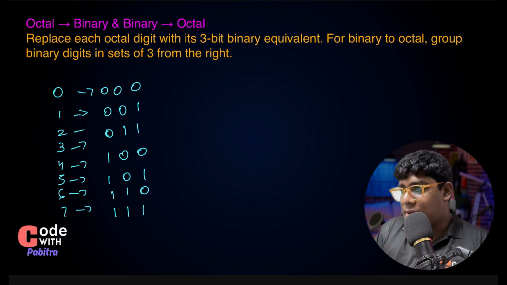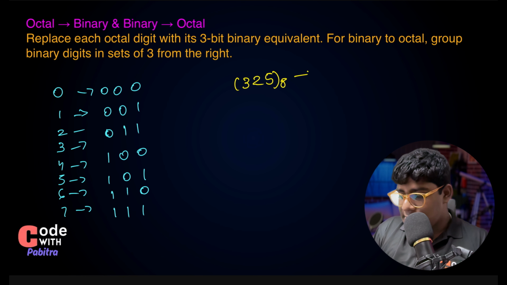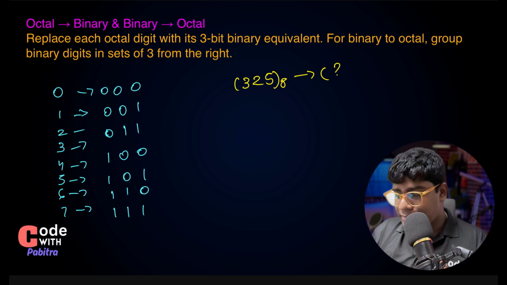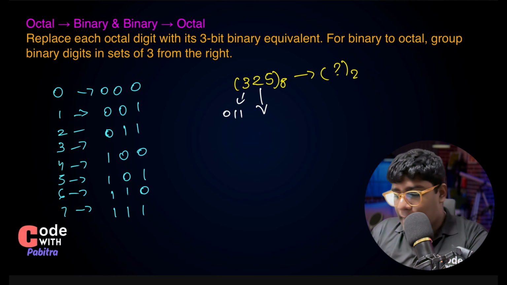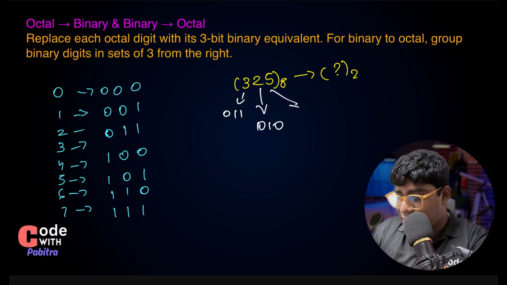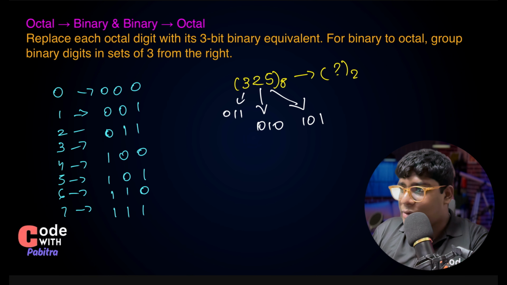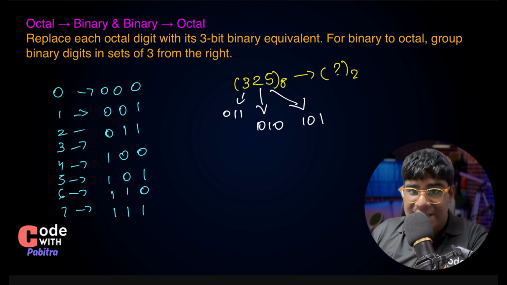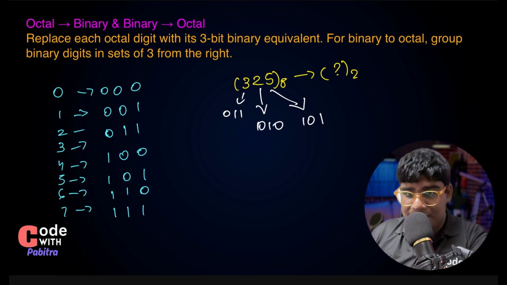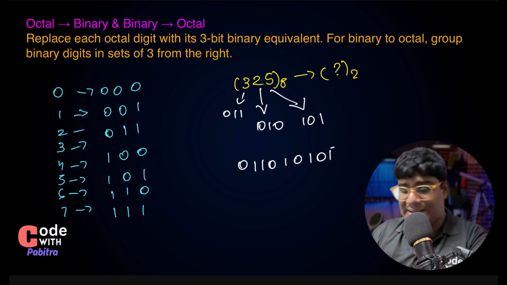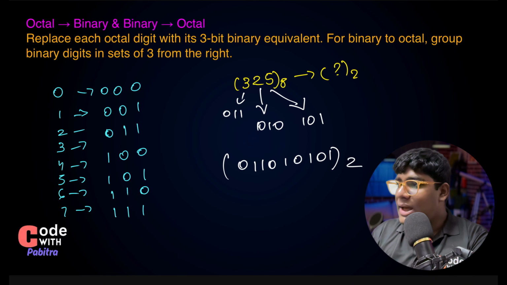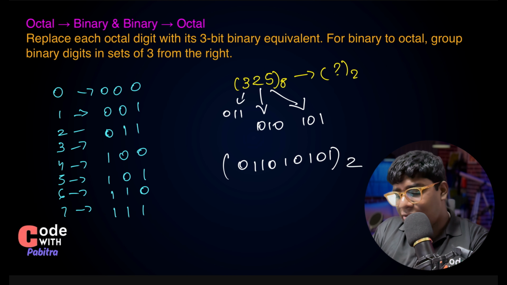So let's take one example. If we have to convert 325 base 8 to base 2, that means binary, how to do that? What is the meaning of 3? 011. What is the meaning of 2? 010. What is the meaning of 5? It's 101. So just combine them up. The final answer will come as 011010101 base 2. This is how you will convert octal to binary.